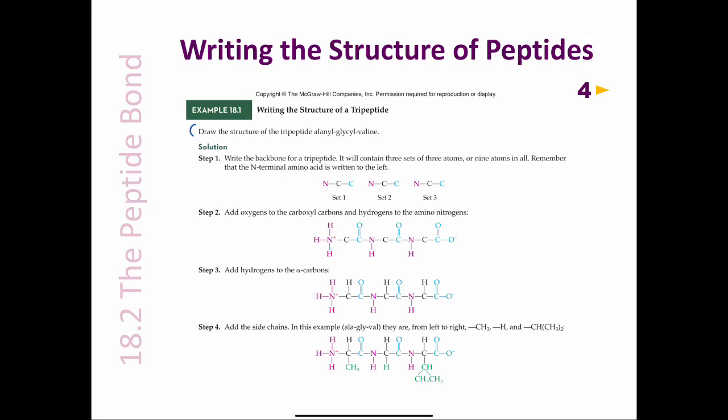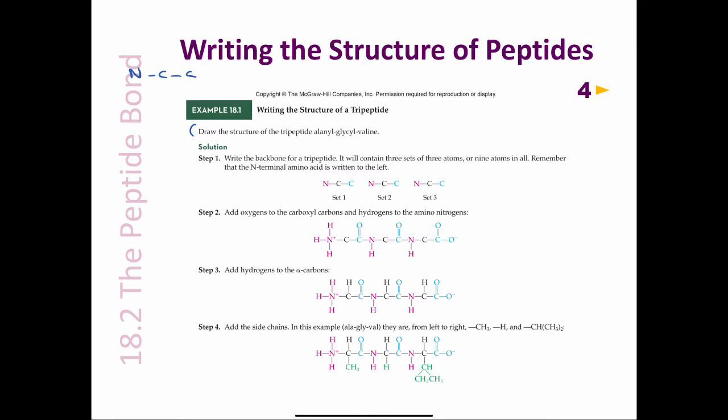So when I want to draw that tripeptide, you remember that we always start with the N-terminus or the N-terminal on the left, and then of course every amino acid has 2 more carbons attached to it. So in step 1, you just write out those 3 carbon skeletons. So you'll write out NCC for alanine, and then NCC for the glycine, and then of course NCC for the valine. Now we're going to make 2 peptide bonds.